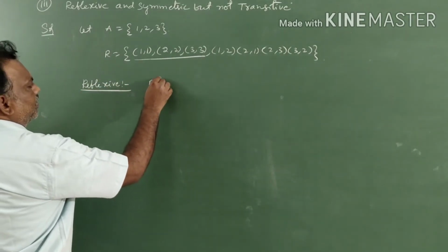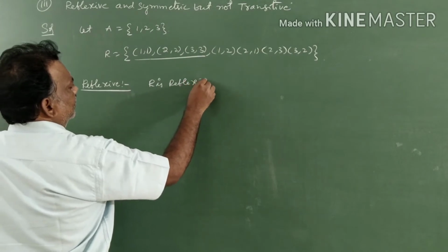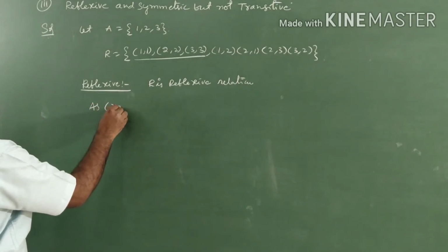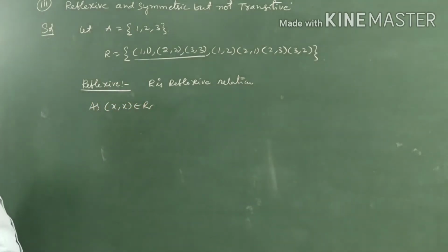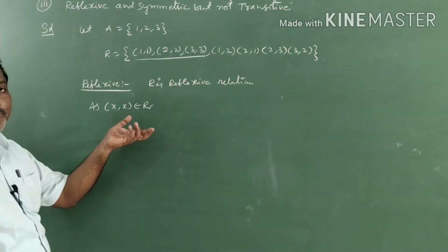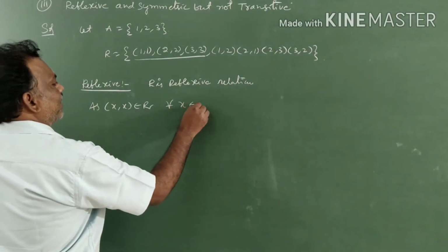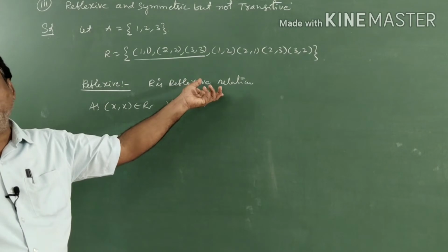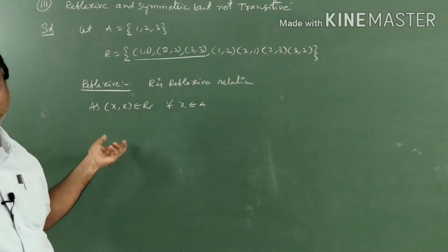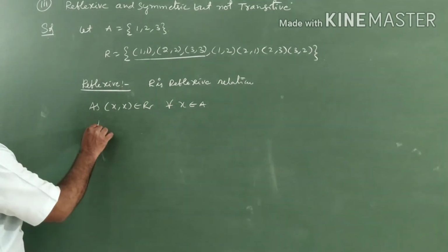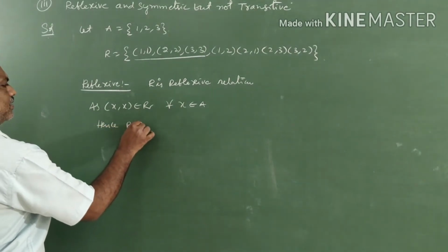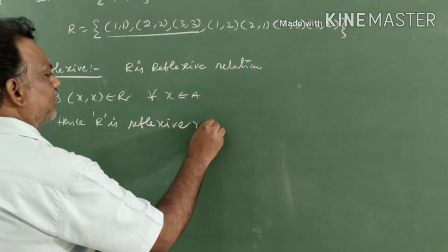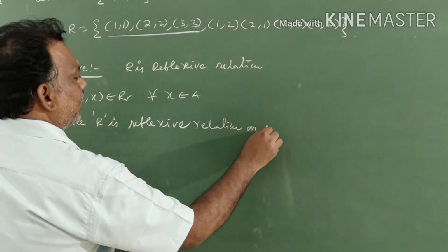R is a reflexive relation as (x, x) belongs to R for all x belongs to A. So (1,1), (2,2), (3,3) already exist. That's why I need not give an example; just write the formula, the definition, it's enough. Hence R is a reflexive relation on set A.